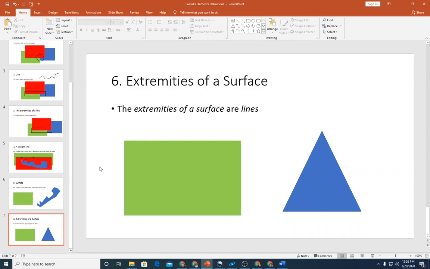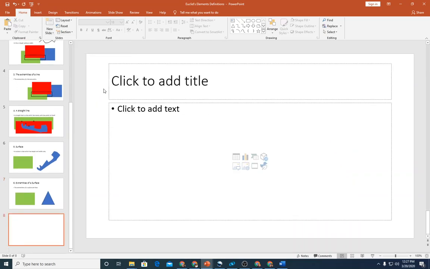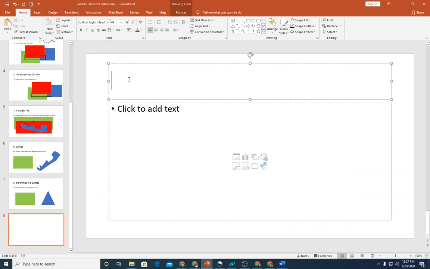Okay, so the extremities of a surface are its edges. This surface here has 4 edges, right? So 4 extremities, and those extremities are lines, right? Because the extremity has length, but it has no width and it has no depth. So it just has length. So the extremities of a surface are lines. All right, not too difficult. Let's go on to the next one. We're going to get some complicated ones in these 5 definitions, but that one I think is pretty straightforward.